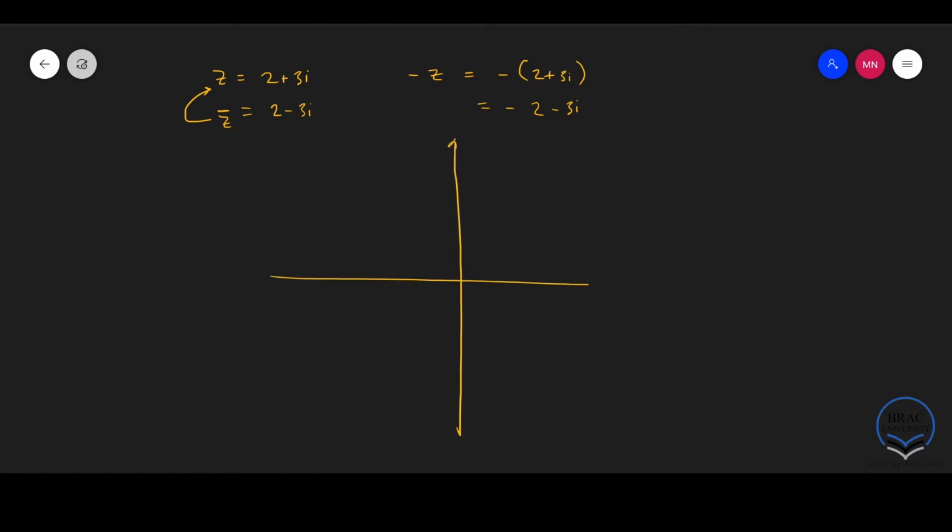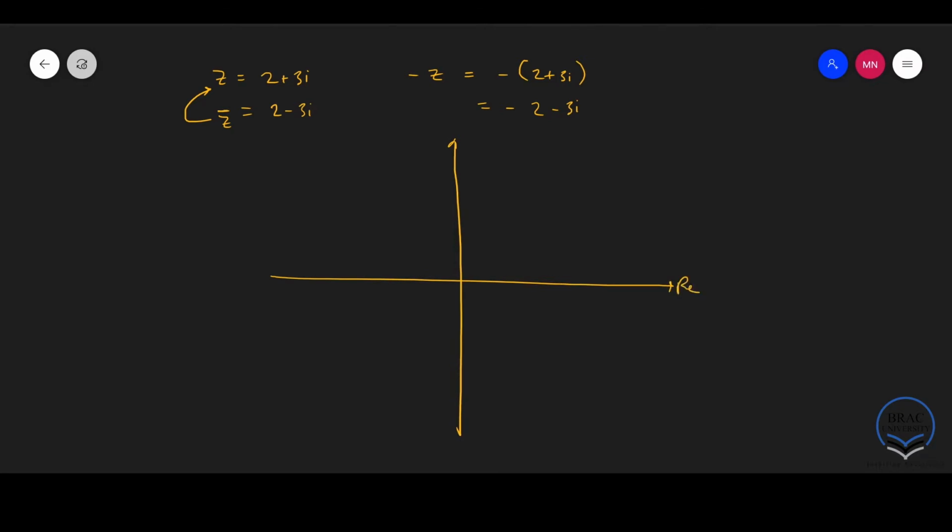So now let's consider some complex number, z, and this is equal to 2 plus 3i. Let's try and find the complex conjugate of this. Let's find z bar. Z bar meaning we're finding the complex conjugate of z, and this will be just equal to 2 minus 3i. Similarly, for minus z, we will have minus 2 plus 3i. This will be equal to minus 2 minus 3i. So let's plot all of these complex numbers on a complex plane.